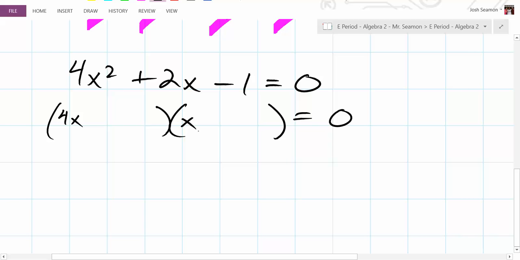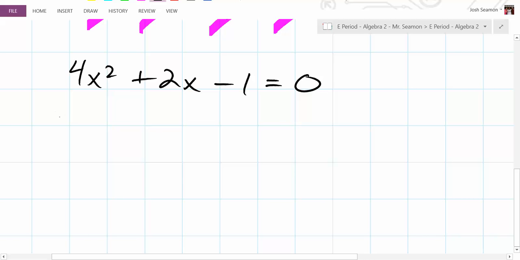Like this. So maybe, what do you want to try? What two numbers multiply together to get negative 1? So we could do negative 1 and 1, right? Is that going to work? You're going to get 4x. You're going to get 3x instead of 2x. So at this point, what should you do?